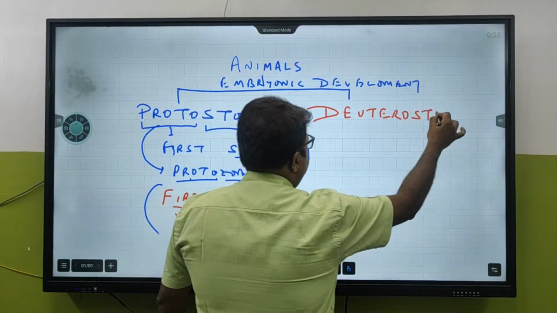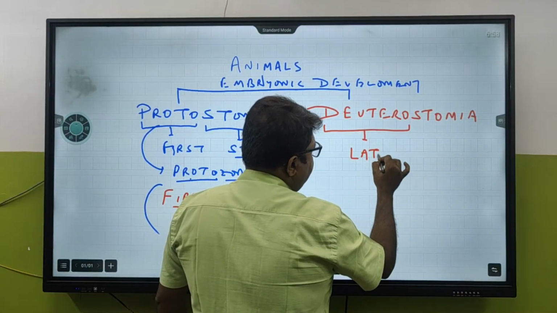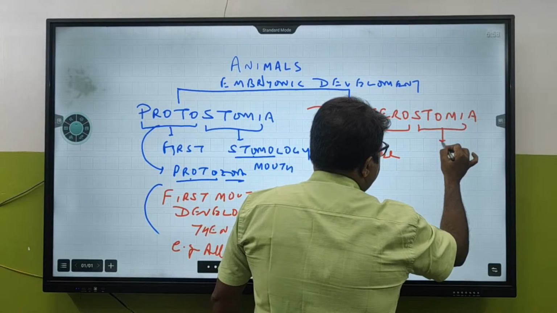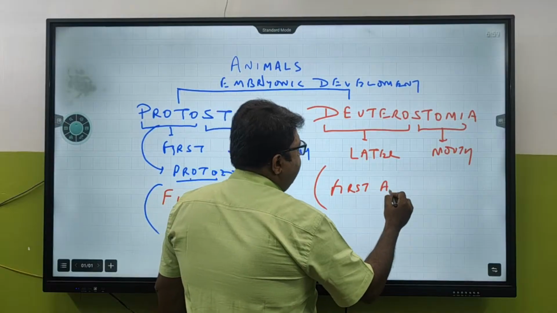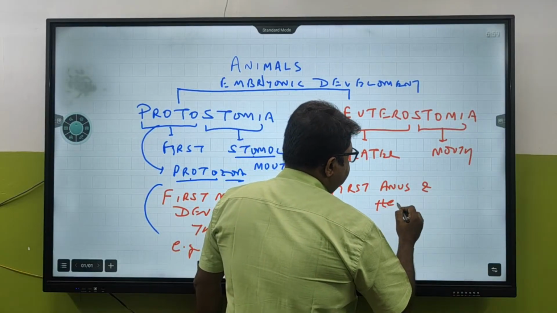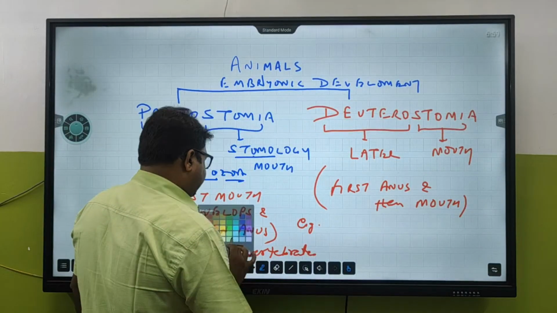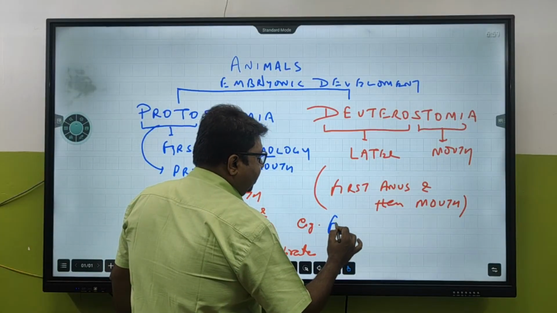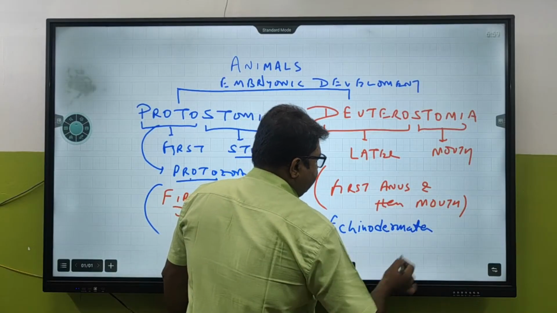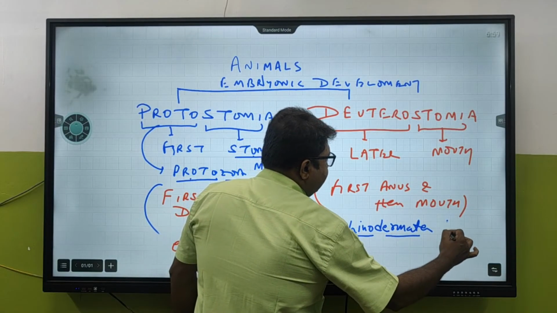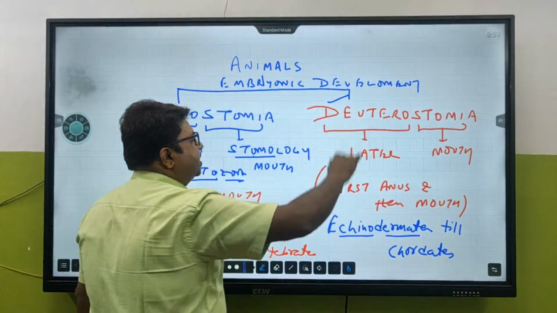What is it? Deuterostomia. What is deutero? Later. Mouth later. So first the anus develops, and then the mouth. The best example is phylum Echinodermata, which is an invertebrate. It runs from phylum Echinodermata till chordates. All of us have deuterostomia.